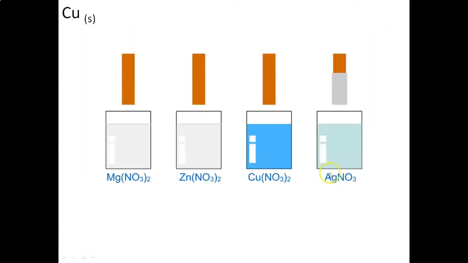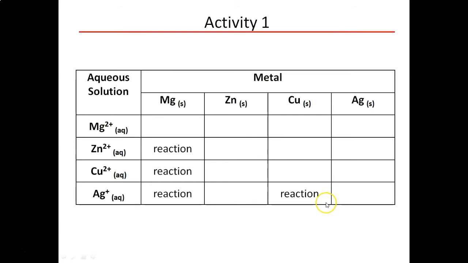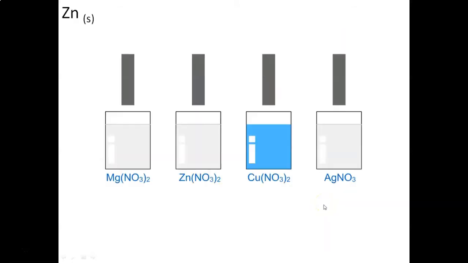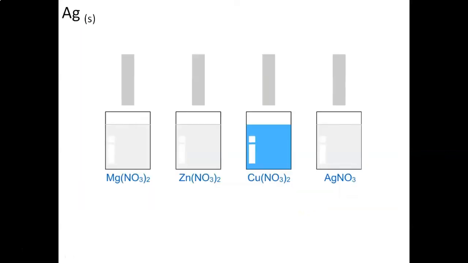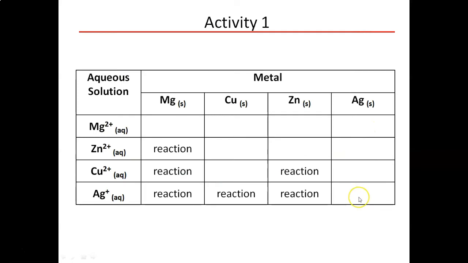Okay, so we can see our copper had a reaction with silver ion. We can take our zinc, and we can see that it has a reaction with both the silver ion and the copper 2 ion. And when we take our silver, we have no reaction with anything.